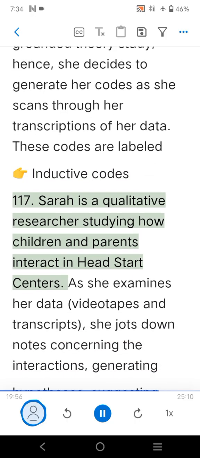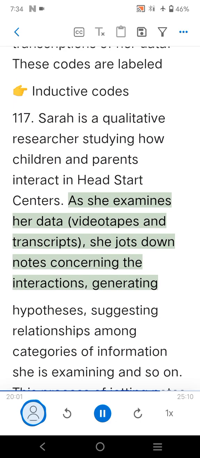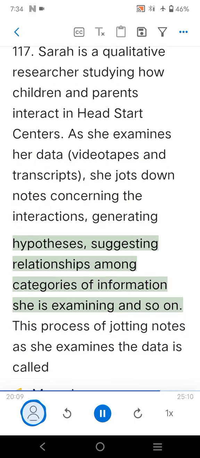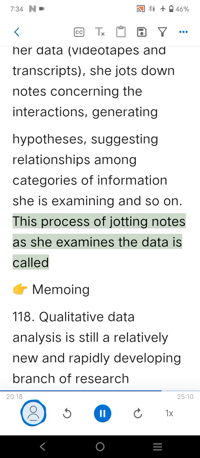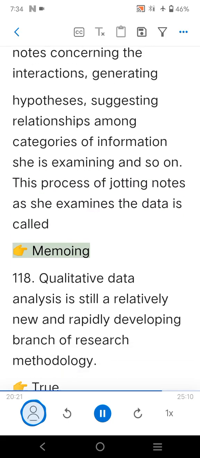117. Sarah is a qualitative researcher studying how children and parents interact in Head Start centers. As she examines her data, videotapes and transcripts, she jots down notes concerning the interactions, generating hypotheses, suggesting relationships among categories of information she is examining and so on. This process of jotting notes as she examines the data is called memoing.